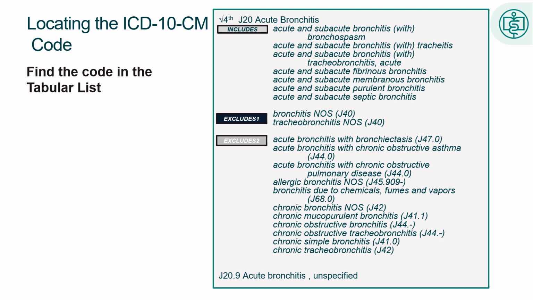Note the includes, excludes 1, and excludes 2 notes associated with the category J20. The includes notes give examples of the codes or content in the category. The excludes 1 notes are pure exclusion notes. Excludes 1 means not coded here and happens when 2 codes cannot exist or occur together. Excludes 2 is slightly different. Excludes 2 means not included here. The patient may have both conditions at the same time.